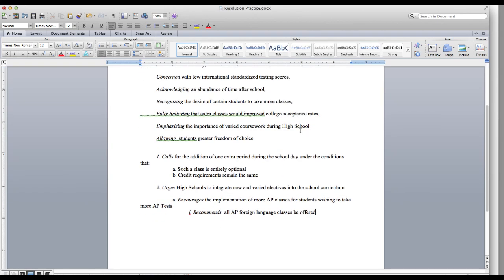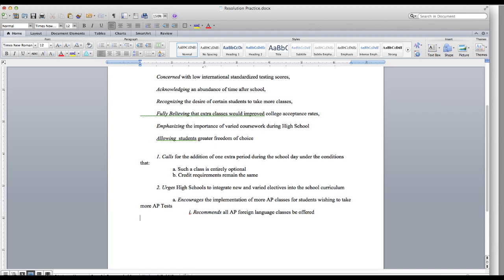Okay, and the reason for this you might want to put under your preambles: foreign language is a big part of college selection. Foreign languages are important to the individual for world experience. That would all go under preambles, of course. But that would be your actual recommendation: all AP foreign language classes be offered. Since I know at our school specifically right now, some of the language classes don't even go up to AP, whereas a lot of students wish they actually did.